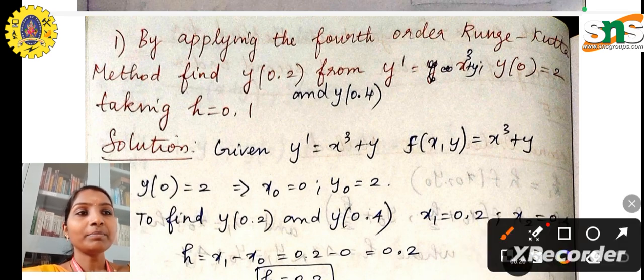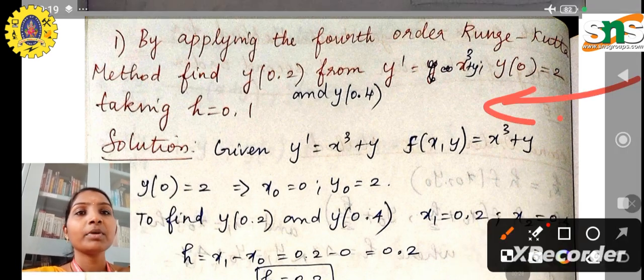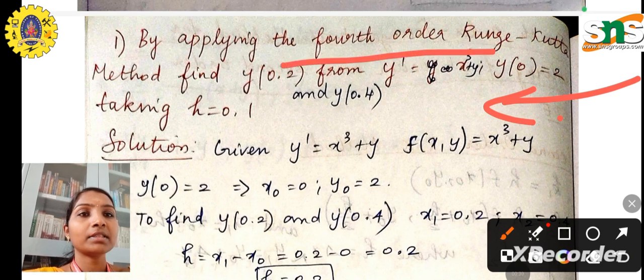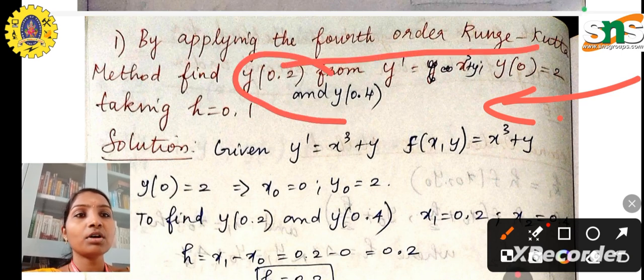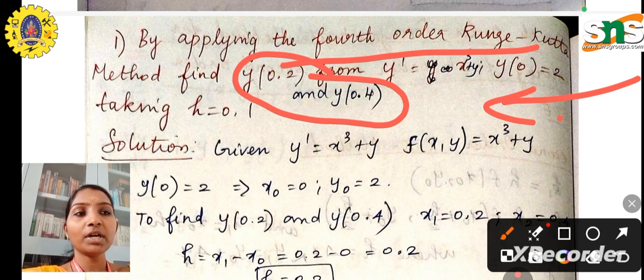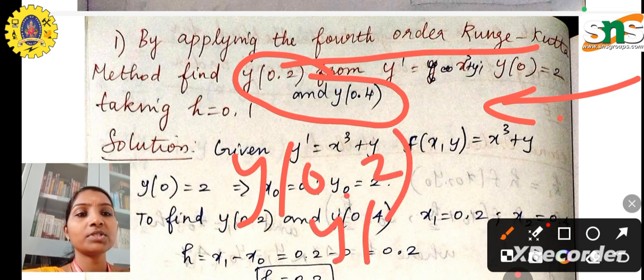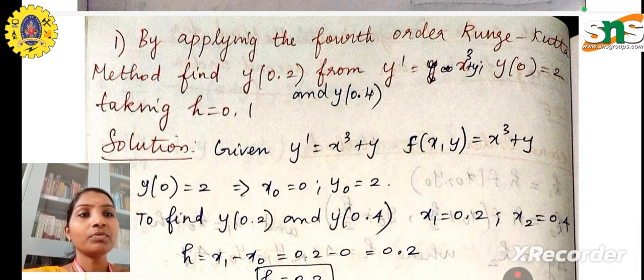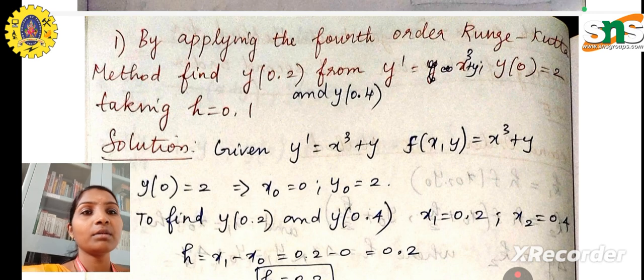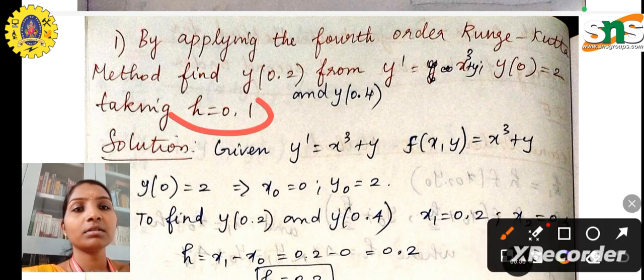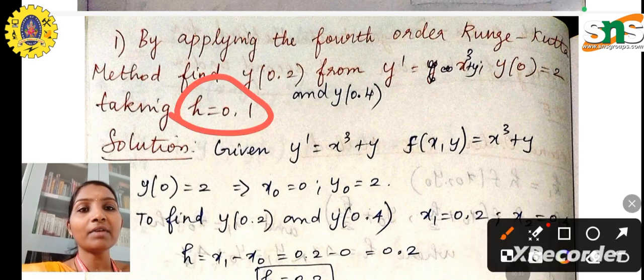So the first problem is this question. By applying the fourth order Runge Kutta method, find the values of y of 0.2 and y of 0.4. We are going to find y of 0.2 and y of 0.4, so with this itself we can identify that the increment h is 0.2. But if the question mentions the increment as h is equal to 0.1, we will have to go by that.